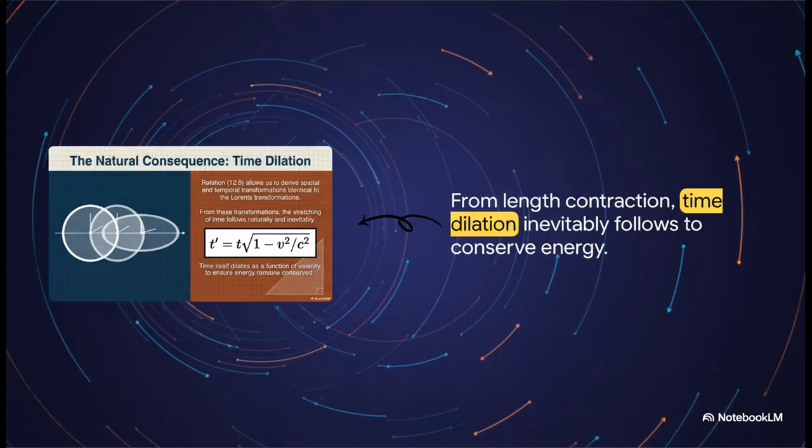It's a domino effect. Once you have this equation for length, you have the master key to unlock the full Lorentz transformations. And once you have those, another consequence becomes absolutely inevitable: time dilation. For the universe's energy books to stay balanced for every observer, not only does space have to contract, but time itself has to slow down.